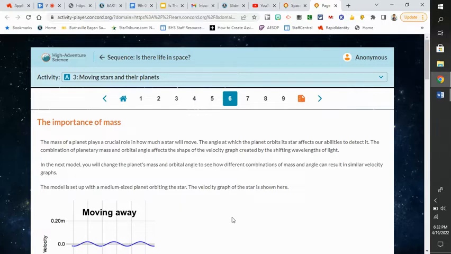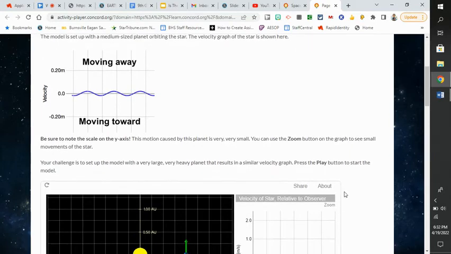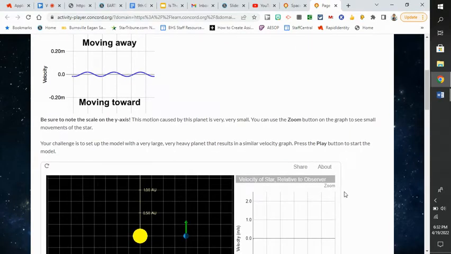The model is set up with a medium-sized planet orbiting the star. The velocity graph of the star is shown here. Be sure to note the scale on the y-axis. This motion caused by this planet is very, very small. You can use the zoom button on the graph to see small movements of the star. Your challenge is to set up the model with a very large, very heavy planet that results in a similar velocity graph to the one you see up here. So we're trying to replicate that.